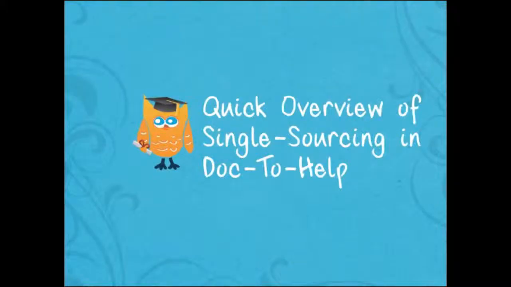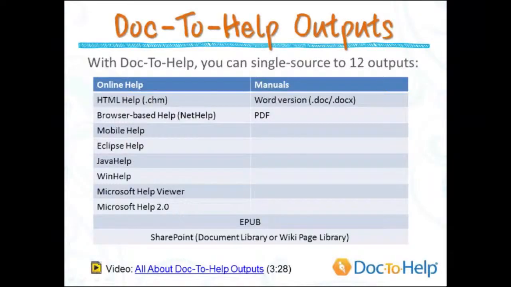Now, I know that some of you might be familiar with Doc2Help, but for those that are not, I'd like to start with a quick overview, specifically what outputs you can single source to and how Doc2Help does it, so a quick overview of single sourcing. Let's start with what you could publish. With Doc2Help, you can single source to 12 outputs.